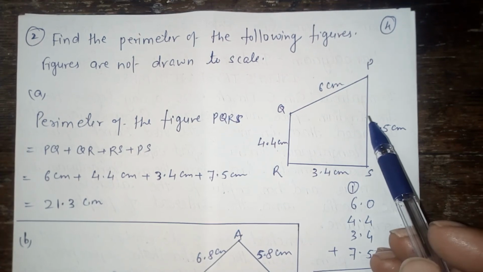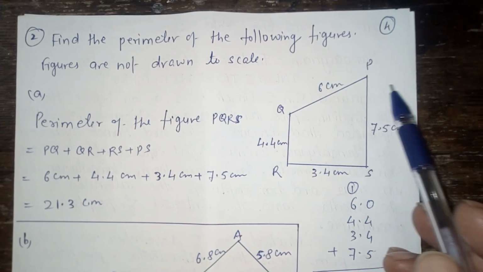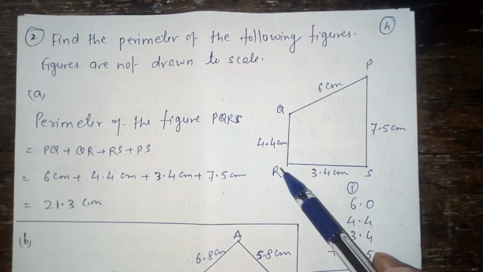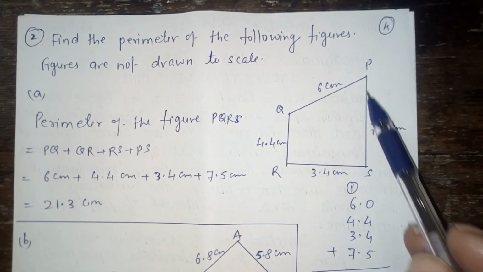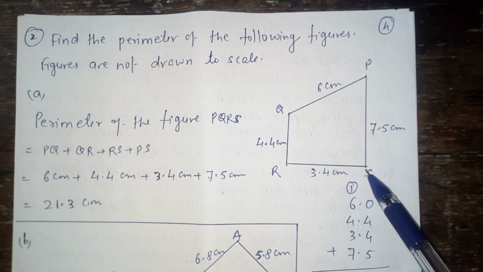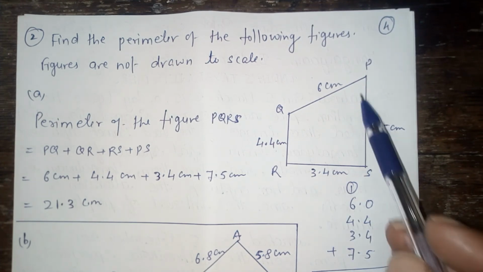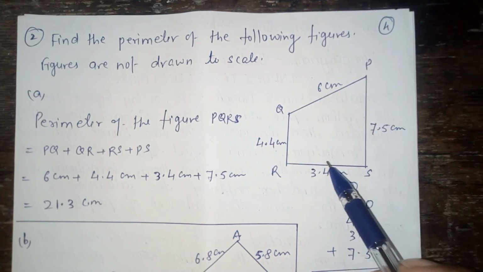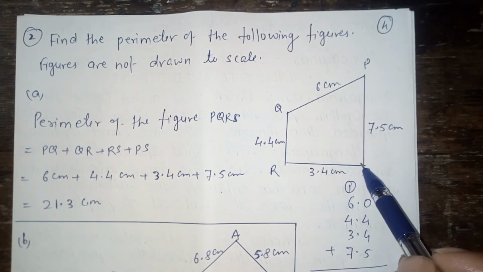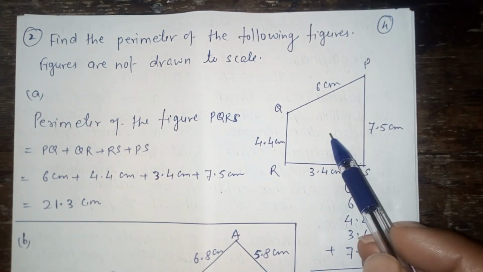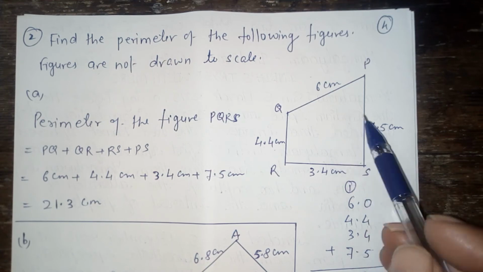Okay, suppose this is PQRS. PQRS is a quadrilateral. This type of figure we can say is a quadrilateral. Okay, what is the meaning of quadrilateral? You will discuss quadrilaterals in higher classes.